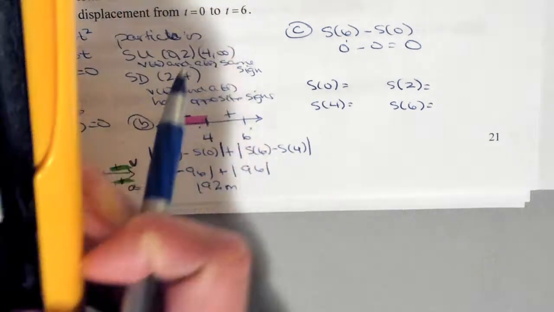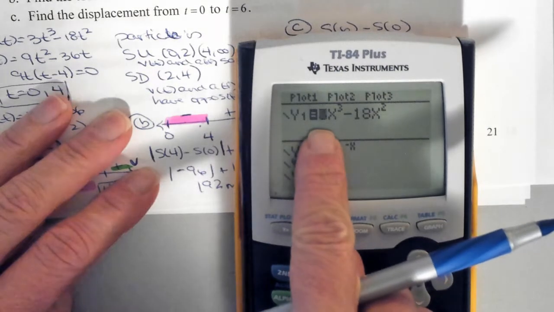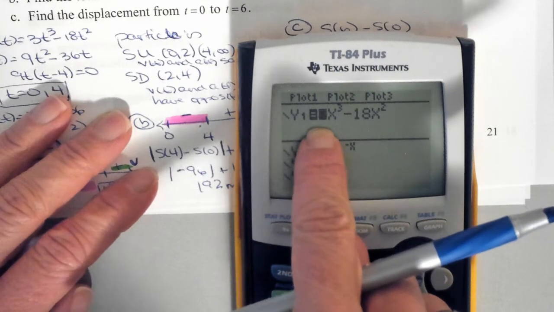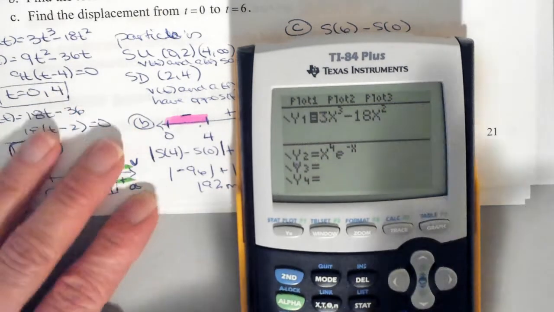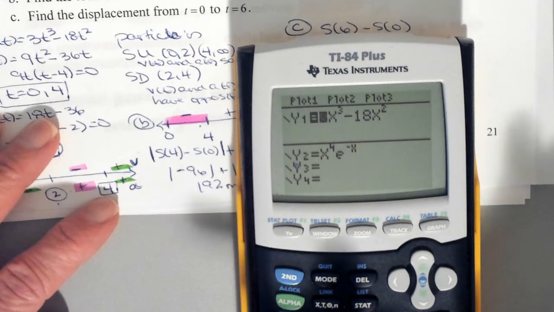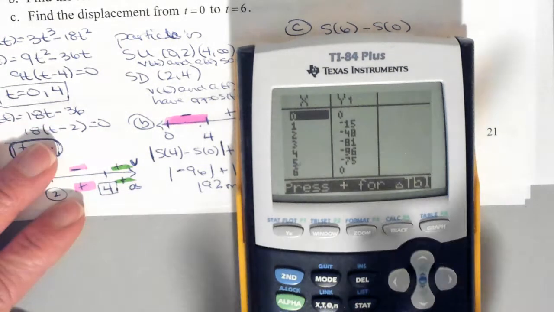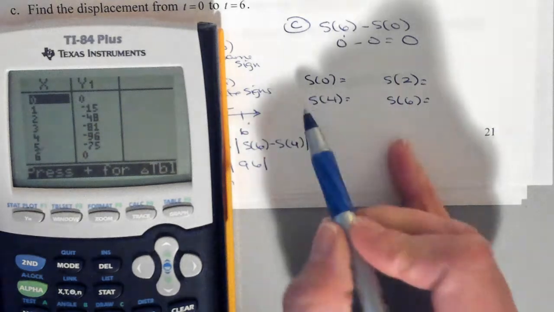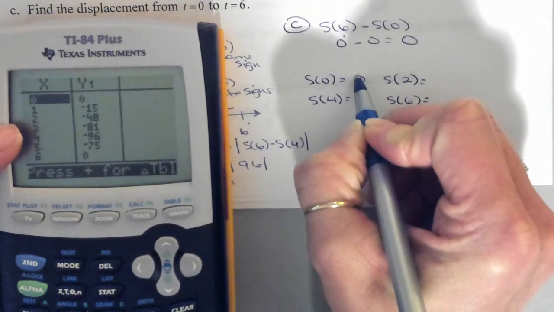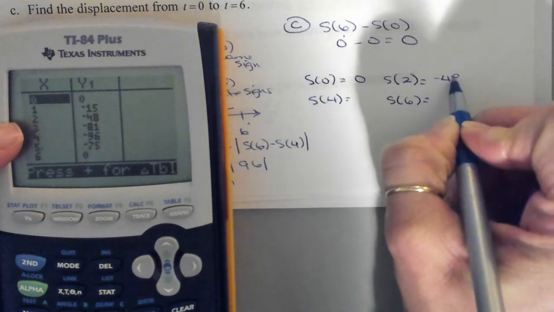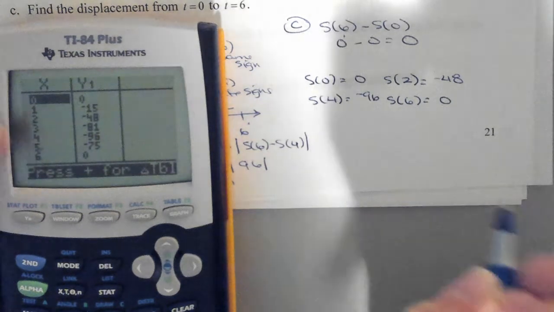And what I did was I went ahead in my calculator, I went into y equals, and I put the position function into y equals, so that this would be really, really easy for me to figure out. So when I go into the table, once you guys do that, I'm going to write down the position at time 0, which was 0, negative 48, negative 96, and this is back at 0.